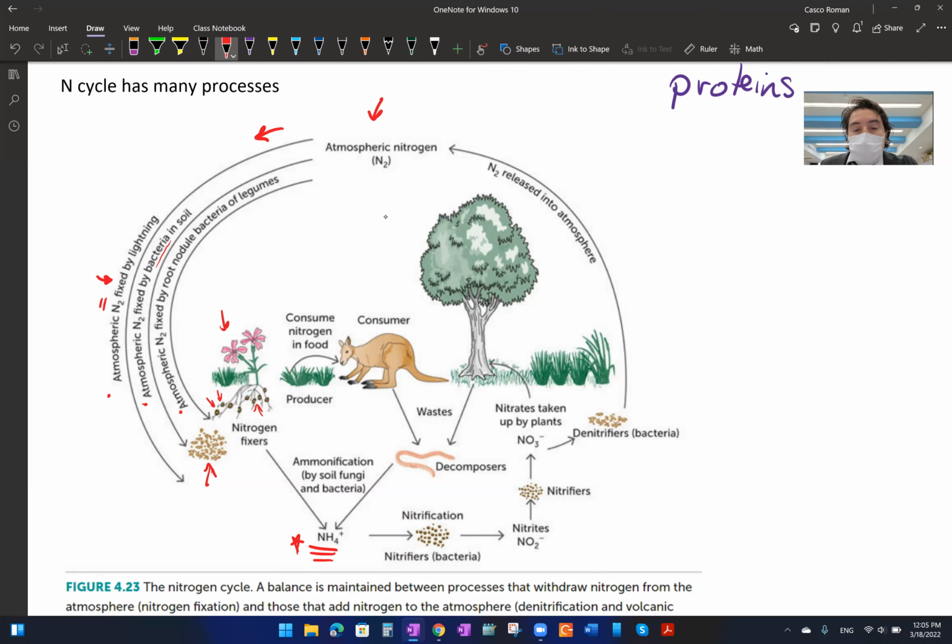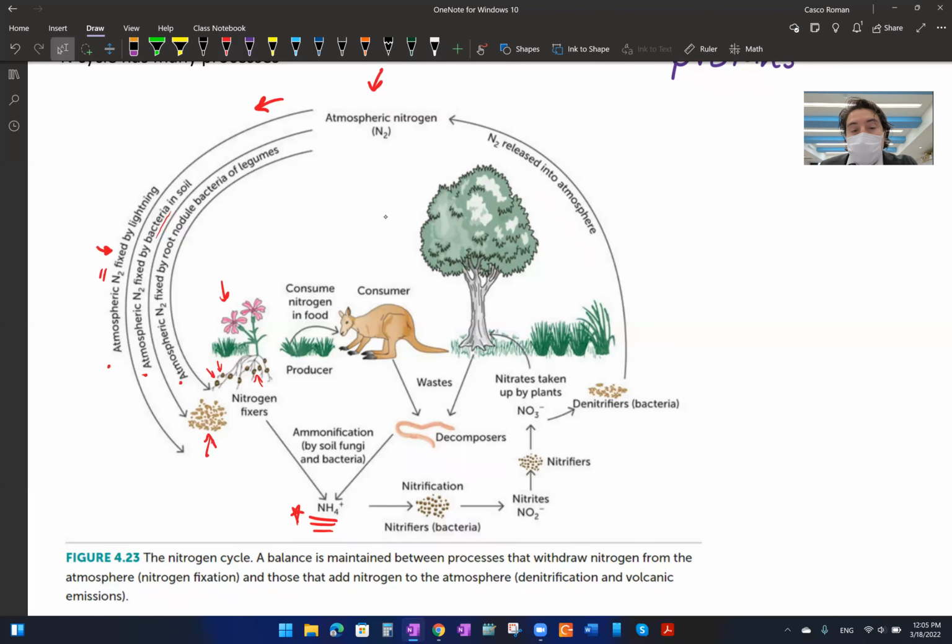So after that, you have other types of bacteria that can convert this ammonia into another form that are referred to as nitrites. Those bacteria that can change ammonia into a nitrite, designated by NO2 negative, right? So this is an anion, if you remember from chemistry. These bacteria are called nitrifiers. They change this ammonia into nitrites.